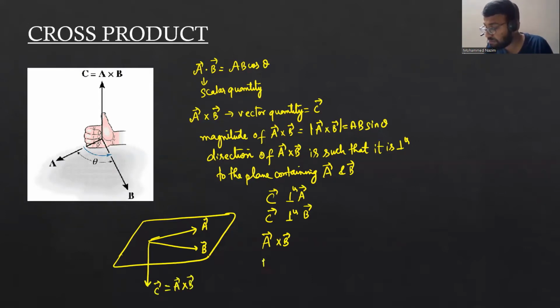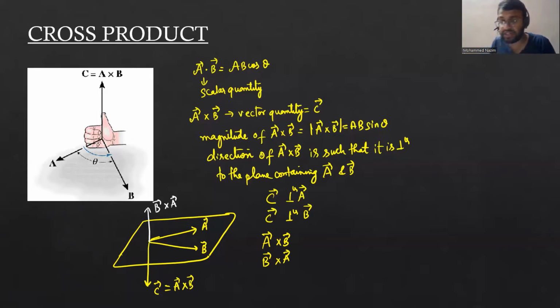If I wanted to find B cross A, first you will point the fingers in the direction of B, correct? Then you will rotate, curl towards A. Then the thumb is in the upward direction. So B cross A is going to be in the upward direction.